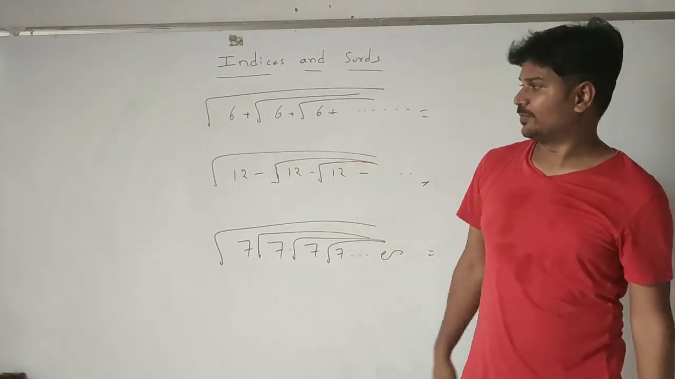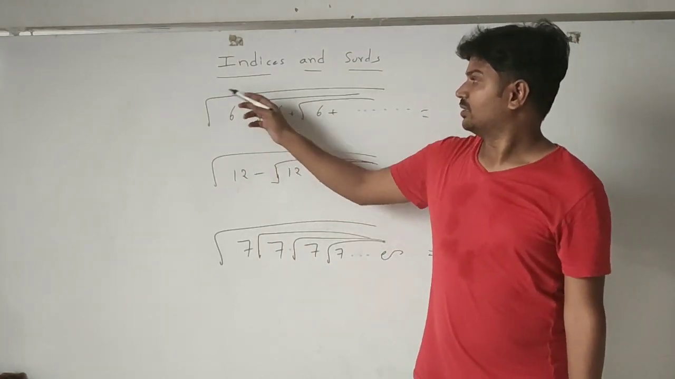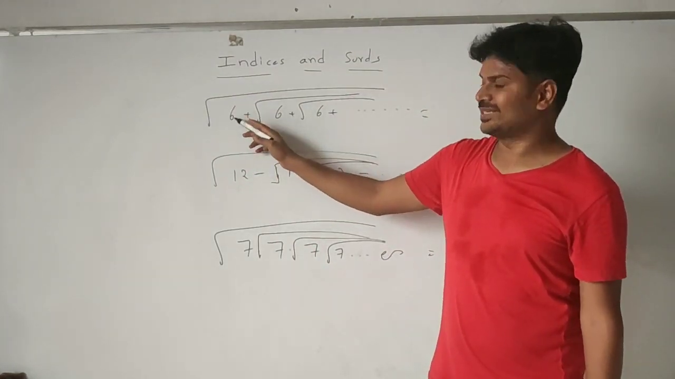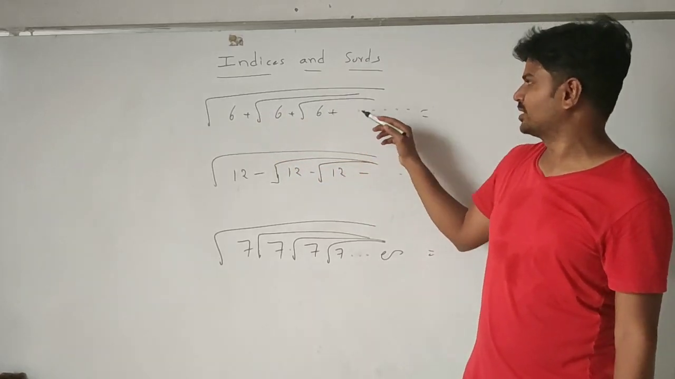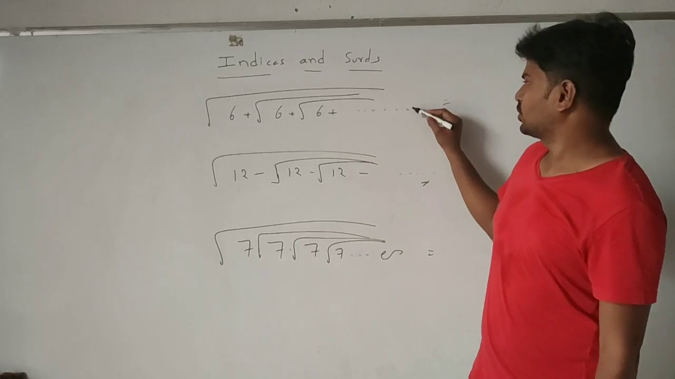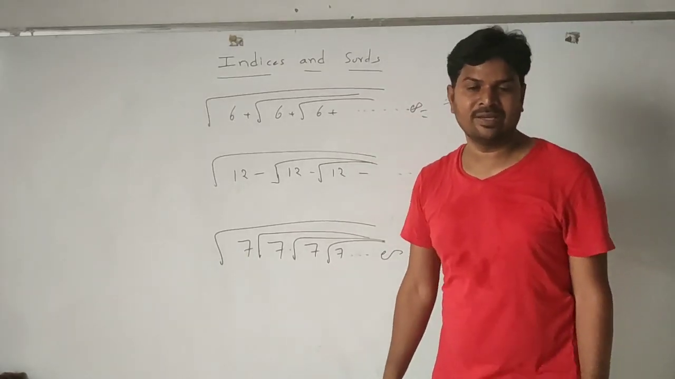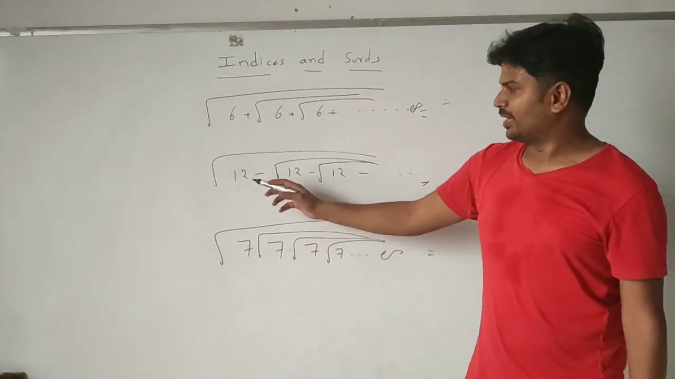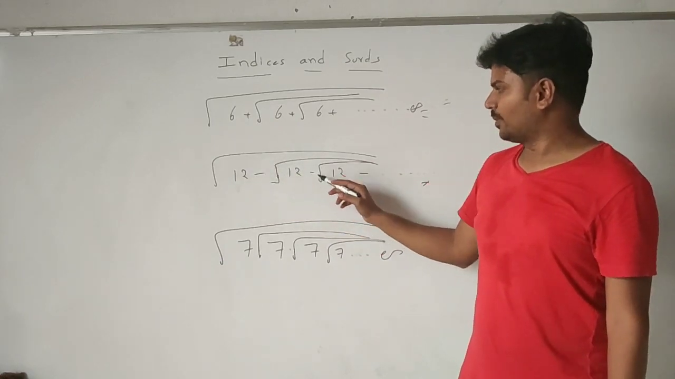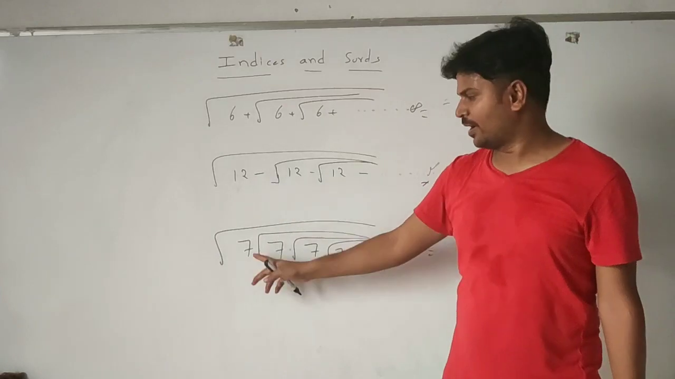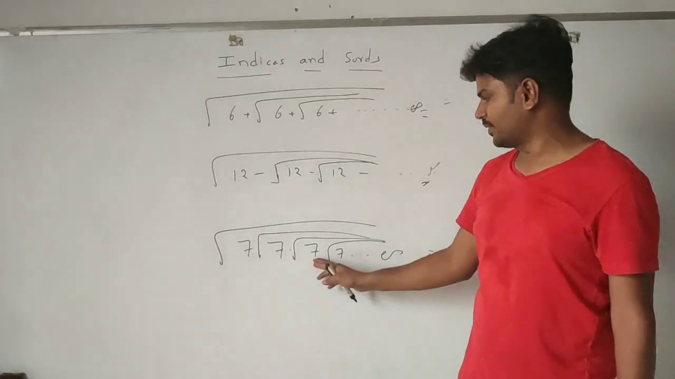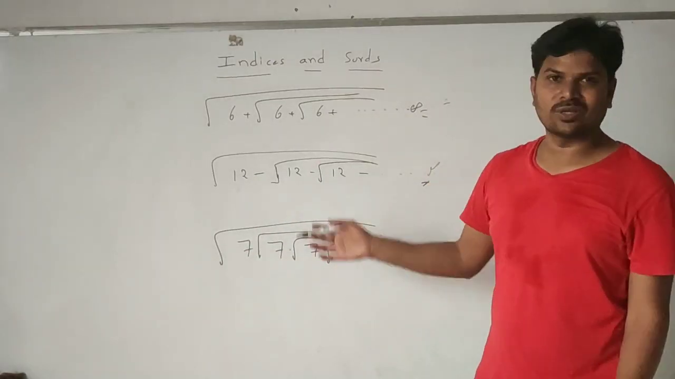Normally you will see problems like this, where for a surd like root 6 plus root 6 plus root 6 and so on, you go on to infinity terms and you have to arrive at an answer. Similarly, root 12 minus root 12 minus root 12 minus and so on to infinity terms. So here plus and minus are there. Now if you have multiplication here, 7 root 7 root 7 root 7 and so on to infinity. So how to solve these problems?